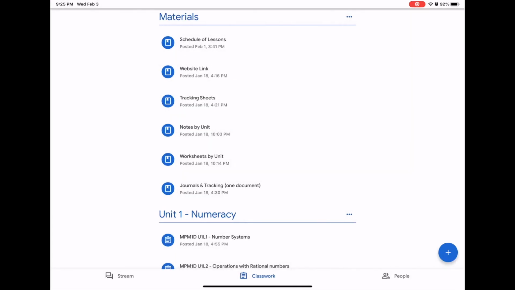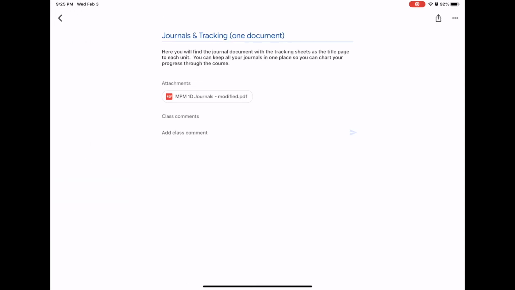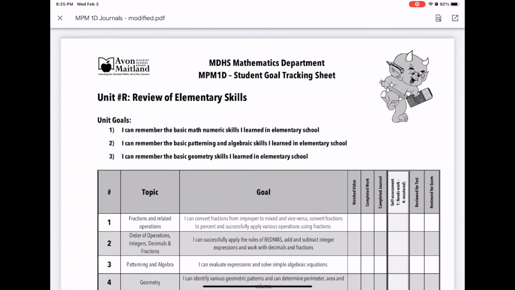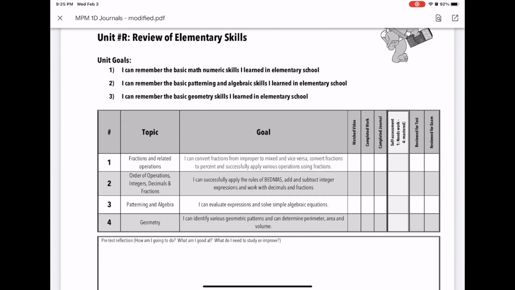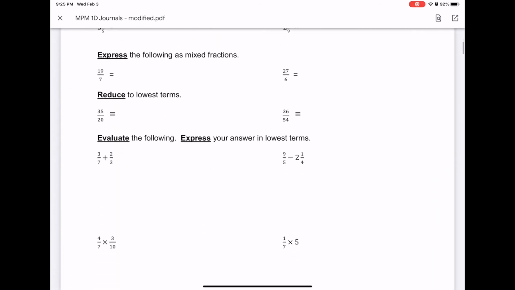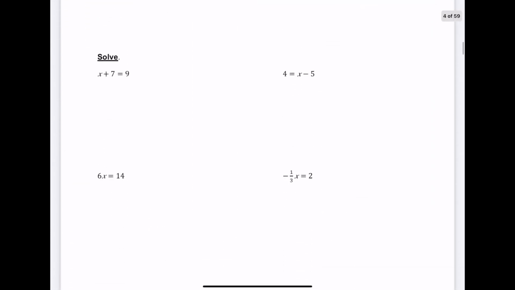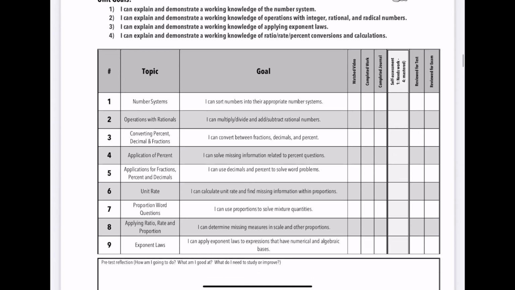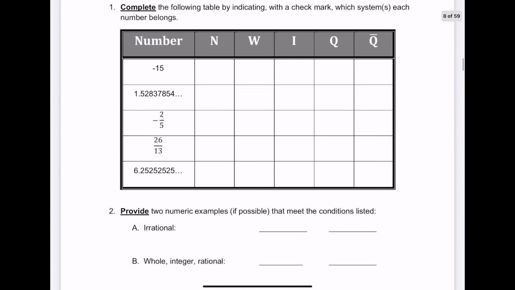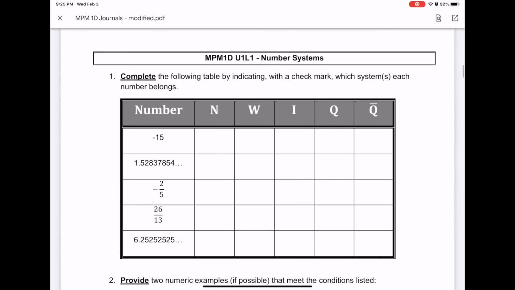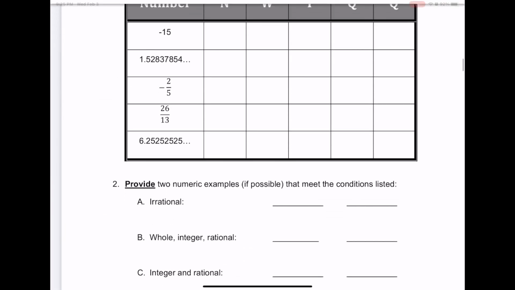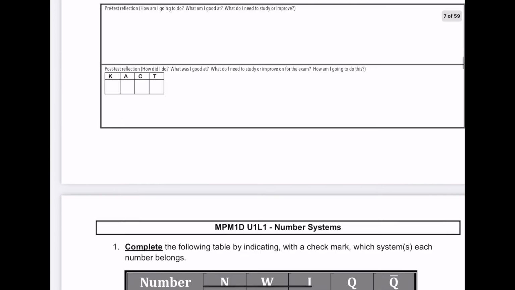Now let's take a look at the journals. The journals also have a tracking sheet, and you will be given a printed copy of these when we return to in-person lessons. Again, the review unit is not mandatory. Once you've completed each lesson, there is a journal for you to complete. This is the journal for Lesson 1. Unit 1, Lesson 1, Number Systems. Complete the journal and hand it in on Google Classroom.